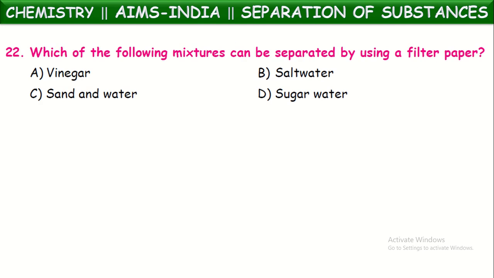Next one. Which of the following mixtures can be separated by using a filter paper? Yes, filter paper we can use for the separation of a liquid and an insoluble solid substance from it. See where it is that kind of mixture here, in the sea. Isn't it? Here we can see sand and water, where sand is insoluble in water, hence it can be separated by using filter paper. Isn't it? Yes.